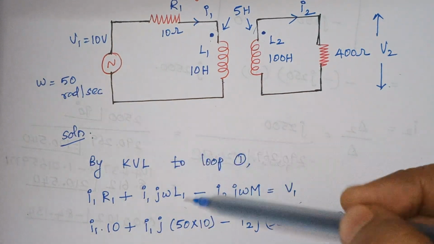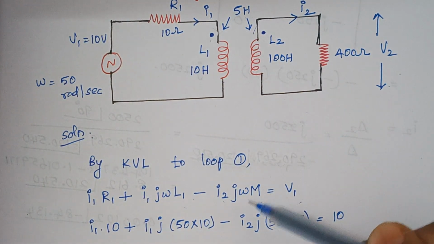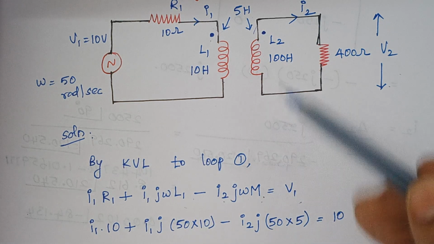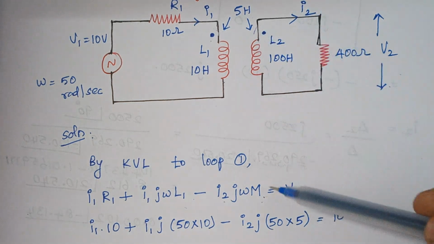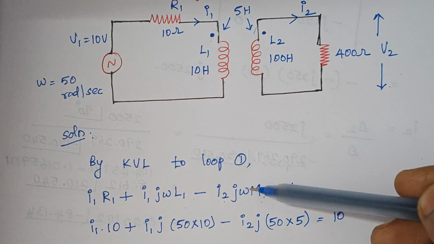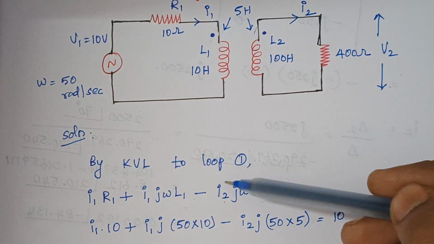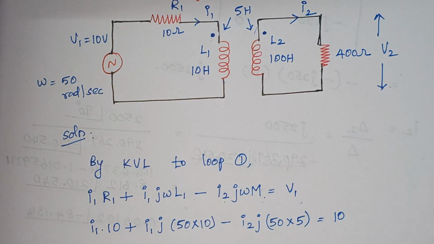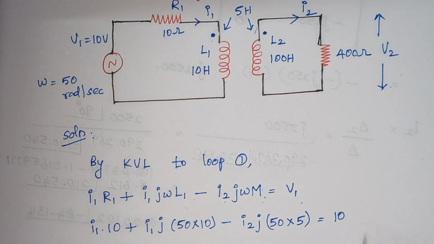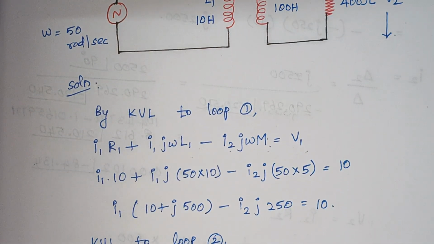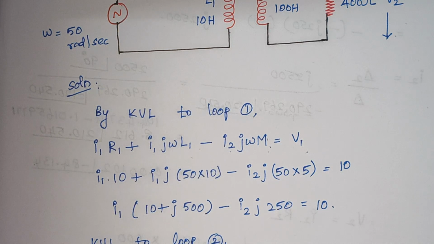is 50. Similarly, the value of mutual inductance M is 5, and again the omega value is 50. So J and I2 remain as such. Just substitute, and the value of V1 is 10. Once you simplify, we get an expression like this. Now we are going to apply KVL to our loop 2.